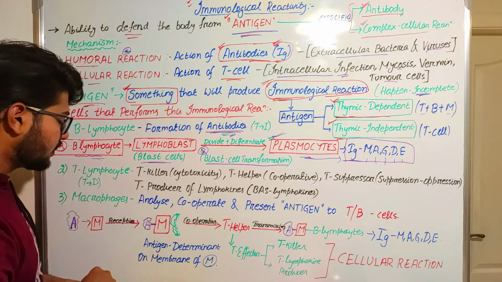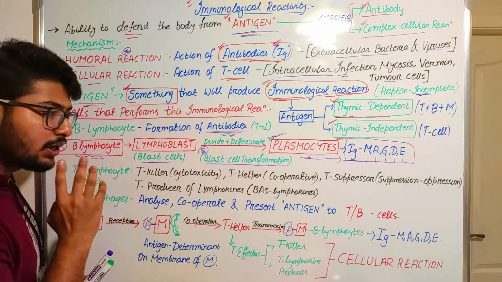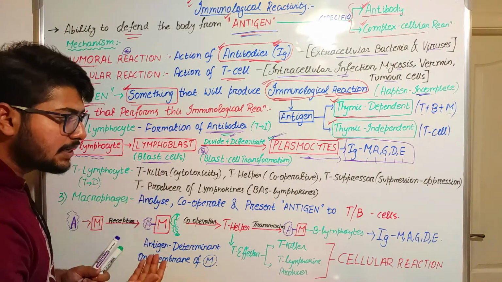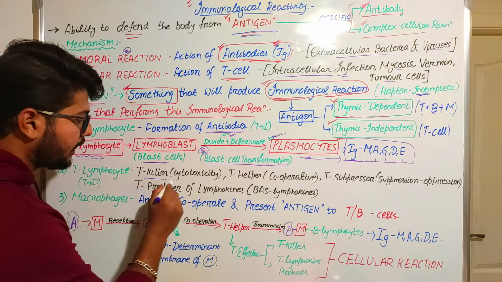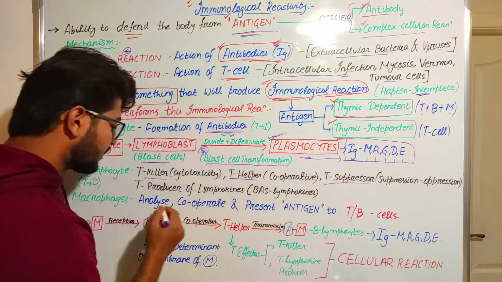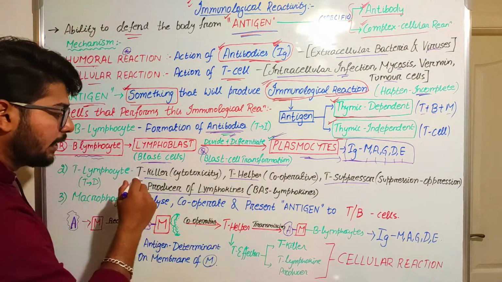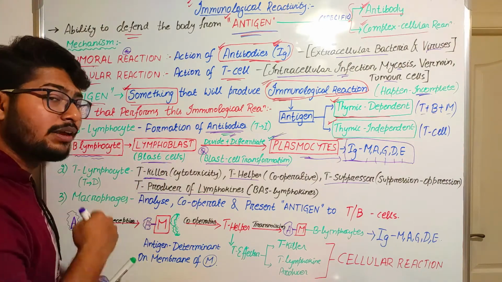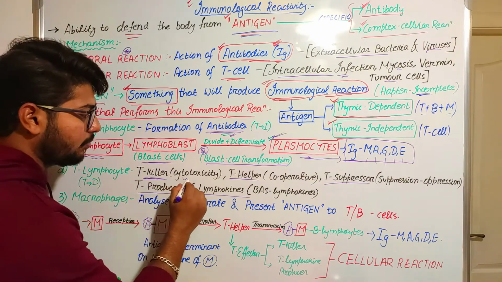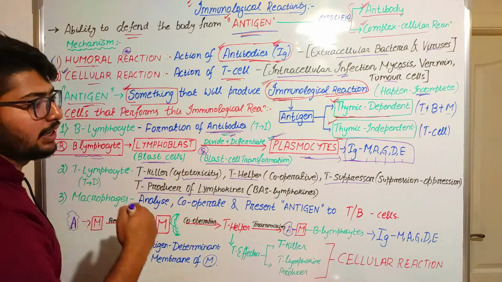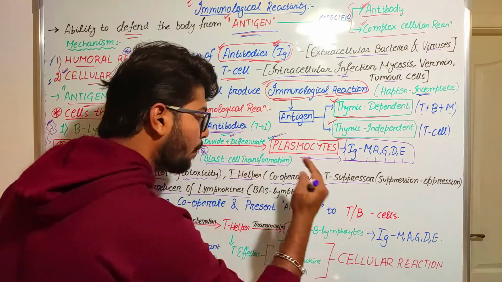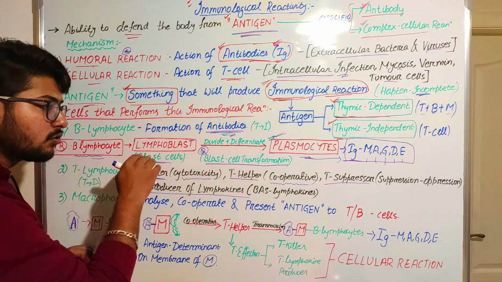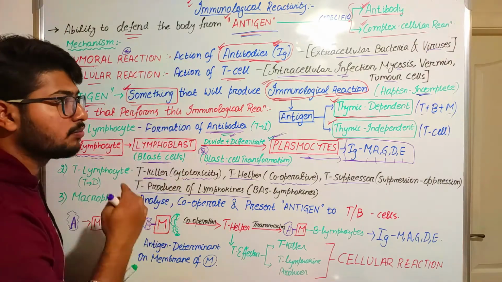Next comes the T lymphocytes. T lymphocytes have 4 types of cells: T killer cells, T helper cells, T suppressor cells and T producers of lymphokines. T killer cells, as the word says, will kill the antigens, or have an effect on the antigens. They are cytotoxic in reactivity. Then T helper means it will cooperate with the other cells of T lymphocytes or with the B lymphocytes in defending the body from the antigen.